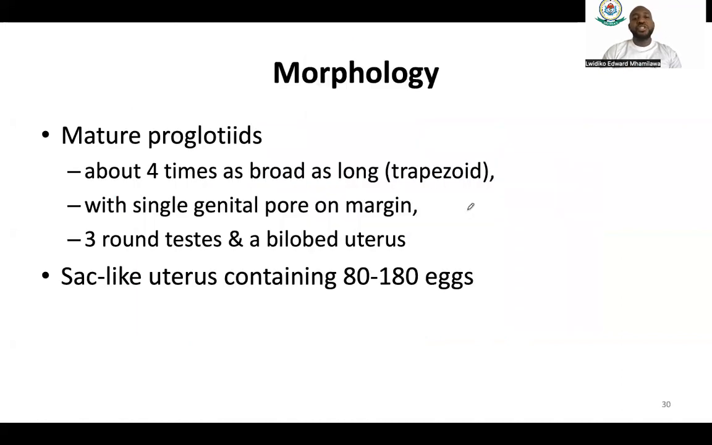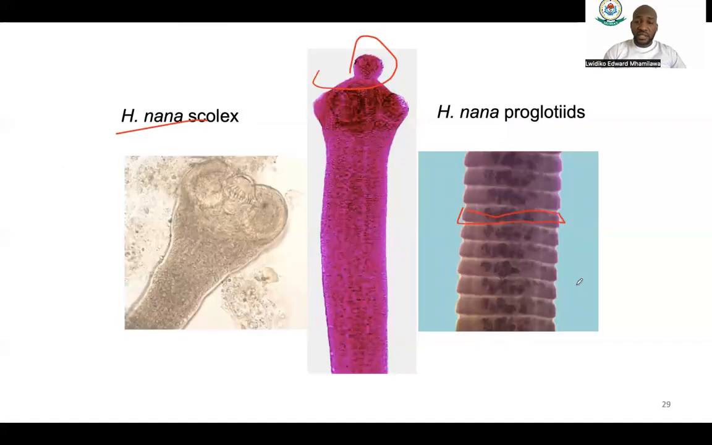And they have a single genital pore. They have 3 testicles, a bilobed ovary, and a sac-like uterus that can have up to 180 eggs per sac. These are the sacs of the uterus we're talking about.